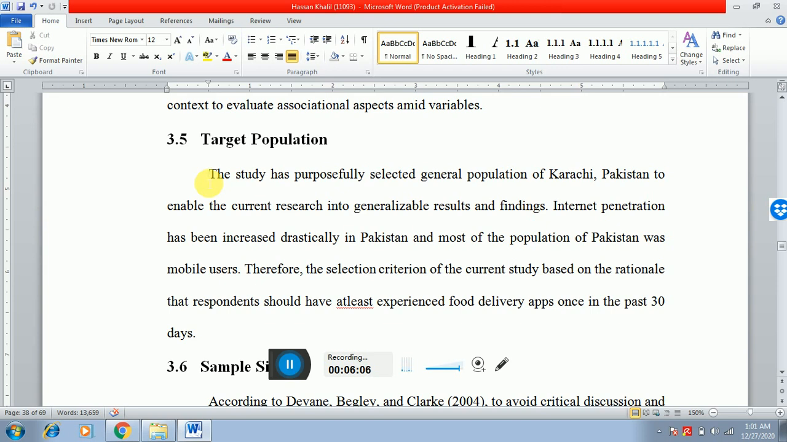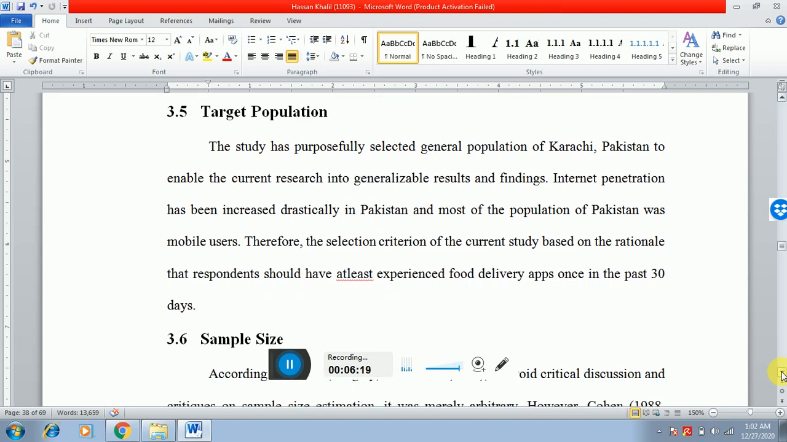Those who have an experience of food delivery applications, usage experience of food delivery applications. So what you have to do is think about what is your target population for this study, and then clearly explain who your target population is.